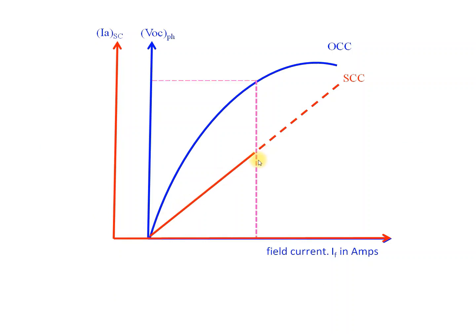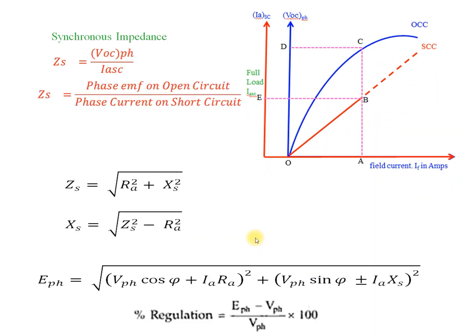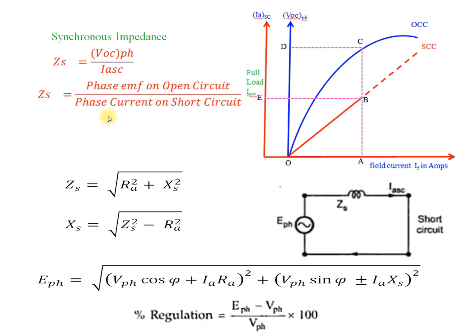From this we can find out two values. For a single given IF value, we can make a projection over the short circuit characteristics and the open circuit characteristics. From these projections, we can get the values of the open circuit voltage and the short circuit current for that given IF value. From this we can find out the value of the synchronous impedance, because the synchronous impedance ZS is equal to the open circuit voltage divided by the short circuit current.